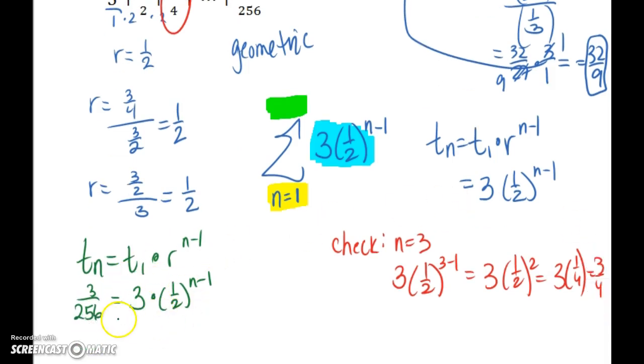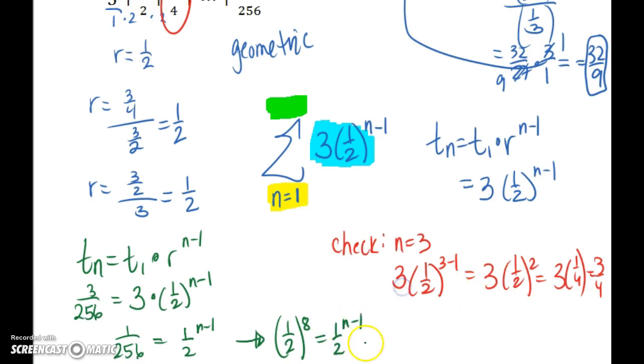So if we do that, and we divide both sides by 3, we get 1 over 256 equals 1/2 to the n minus 1. You might recognize 256 as a power of 2. It's 2 to the 8th. So you can write this as 1/2 to the 8th equals 1/2 to the n minus 1. And when you do that, your common bases cancel out. 8 equals n minus 1, or n equals 9. So 9 is the last number that you could plug in there to get that last term.